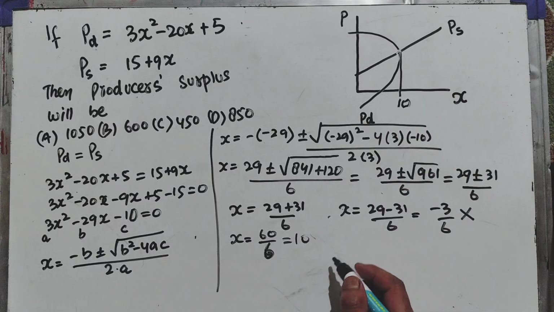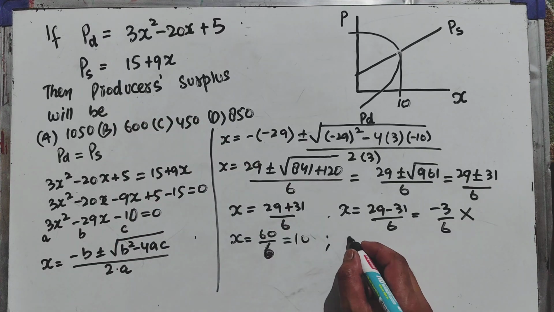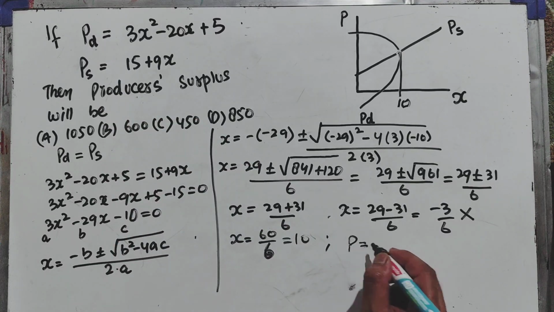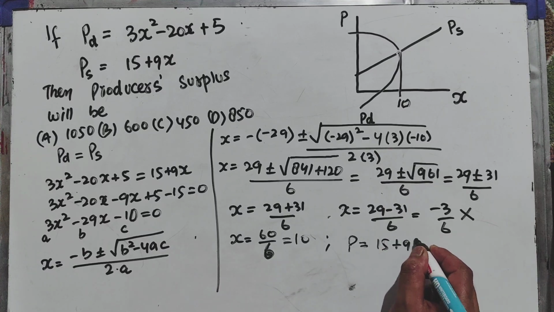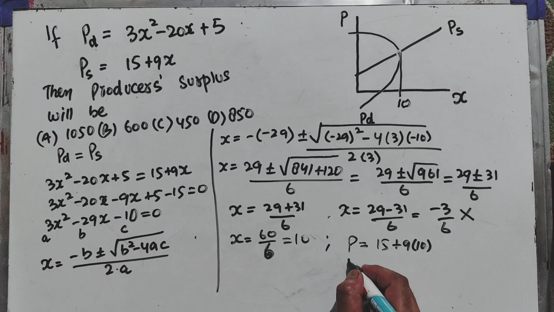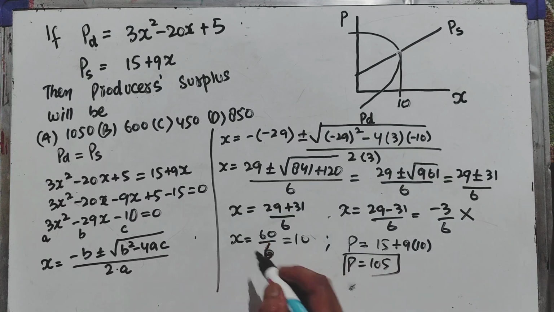Now we are supposed to find out the equilibrium price. Plug x equal to 10 into either the demand or supply function. Let's put it in the supply function. That will give us the equilibrium price: P is equal to 15 plus 9 times 10, which is 15 plus 90, that is 105. So this is the equilibrium price, and this is the equilibrium quantity.